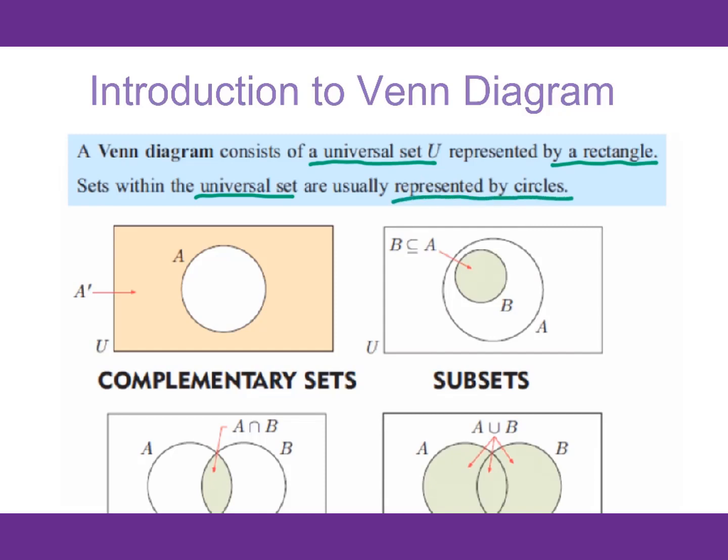In a Venn diagram, we have complementary sets. We use A prime to show that. That means not A. In the universal set, everything except A, we call a complementary set. We also have a subset. B is a subset of A means set B is in set A.